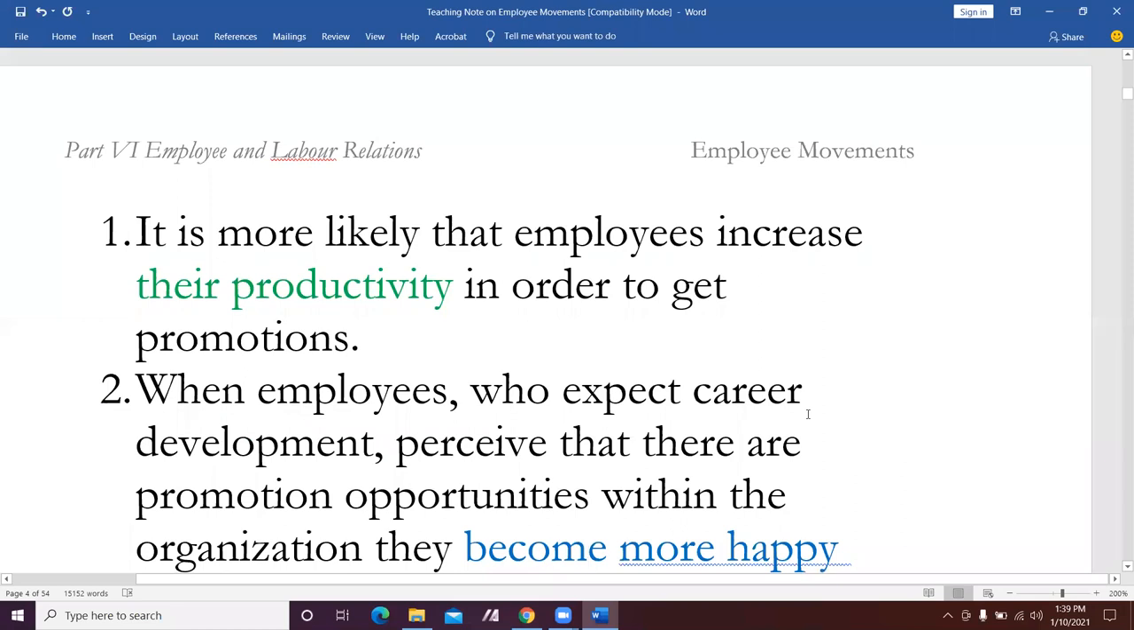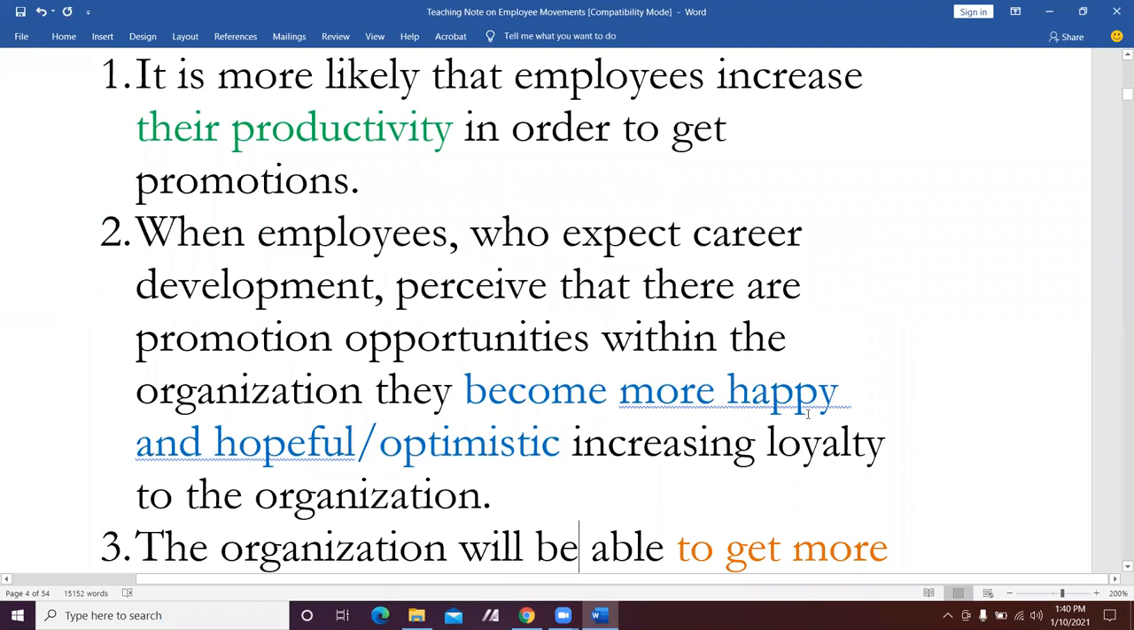Right, then these are some advantages that an organization will be able to enjoy because of giving promotions. The first one is that employees are more likely to increase their productivity in order to get promotions. If productivity is linked with promotion, and there's a certain amount of productivity to be produced by the employee in order to be promoted to the next job, the job of a higher level, then that employee has to produce that expected level of production. So productivity and promotion opportunities are significantly associated.